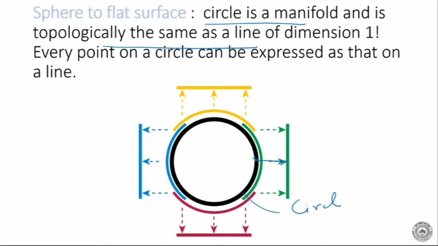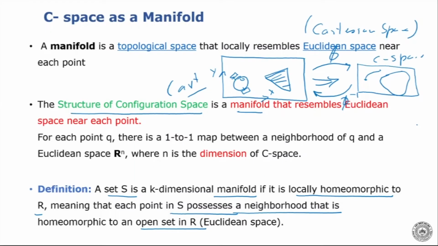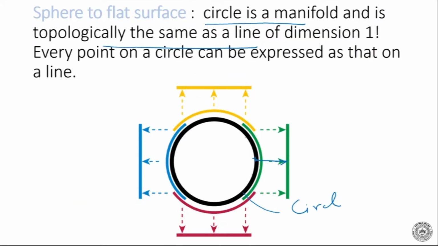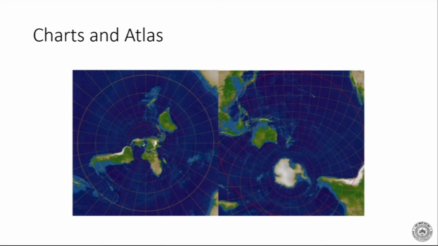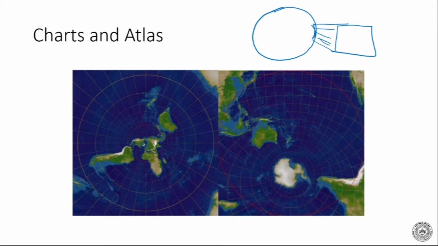So this is a very important term: a manifold is a topological space that locally resembles Euclidean space. If you locally look at a small region of a circle, each point there can be mapped onto a straight line. Similarly, the earth is a sphere. Now how do you make maps? You locally map a local region to a flat map, which is a flat surface. So this is locally possible, and that is where the terms charts and atlas come from.